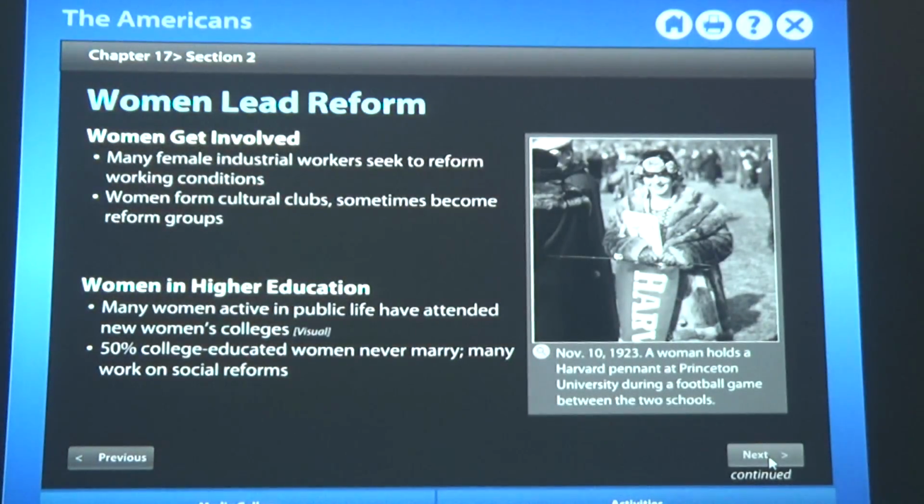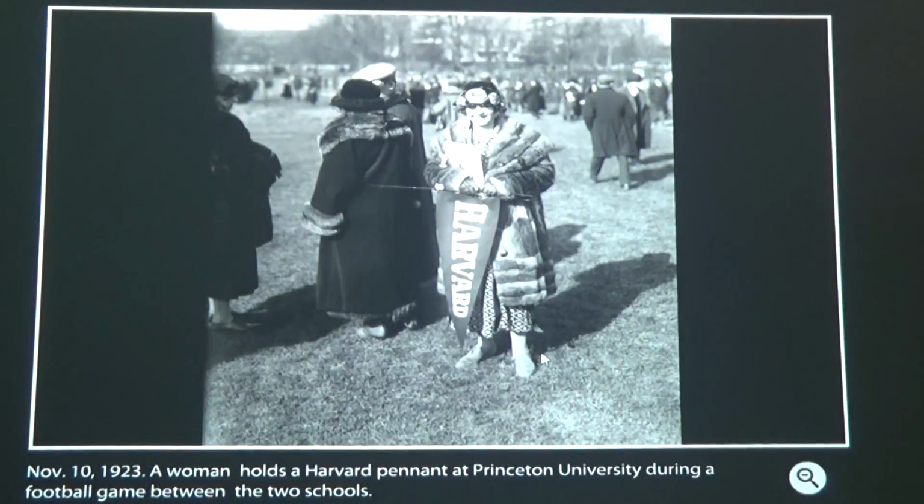And many female industrial workers seek to reform the conditions. They form cultural clubs and reform groups, and some become part of the higher education system. Not many, but there's also a movement of women not getting married. At this point in time, if you went to college and you were a woman, chances are you might not get married. 50-50 chance of that. Here's a woman in 1923 going to a football game, probably between Harvard and Princeton, and she kind of looks like the more modern woman of the time period.